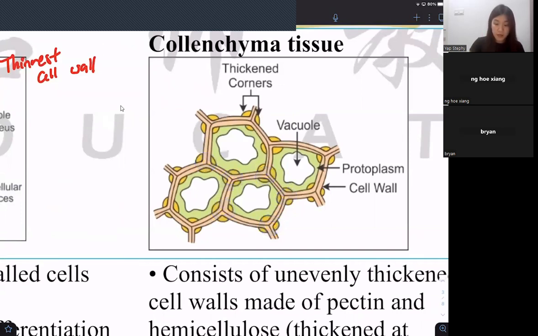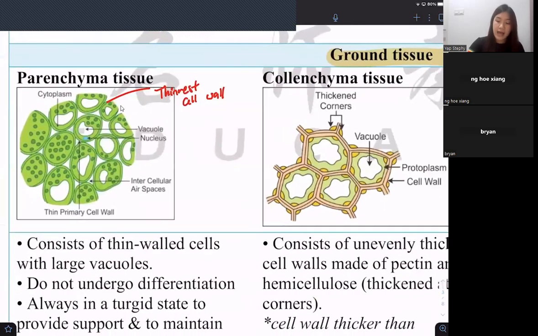And you can see the shape. Normally for the collenchyma, it's just like a hexagon. You see? 1, 2, 3, 4, 5, 6. It's just like a hexagon diagram, right? But for the parenchyma, it's just like a circle or spherical like this. Yeah, so actually for these two, it's very obvious. Okay, this is the first method.